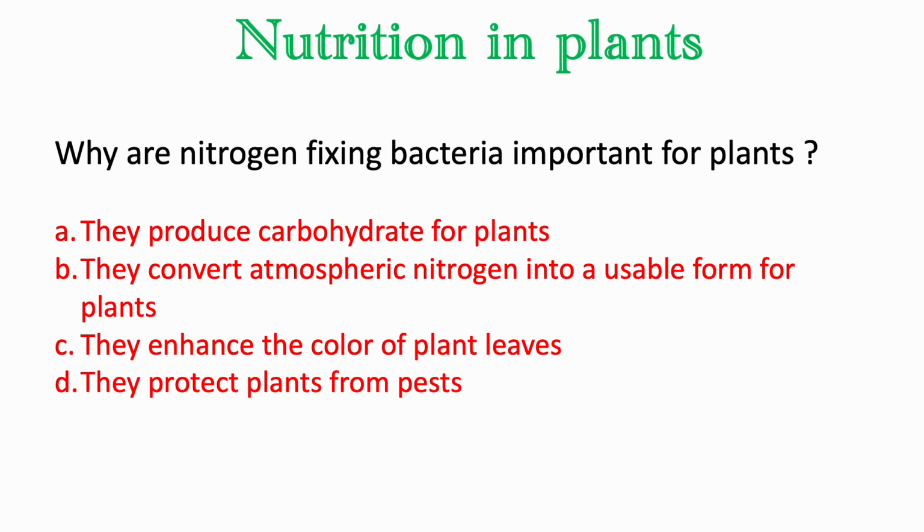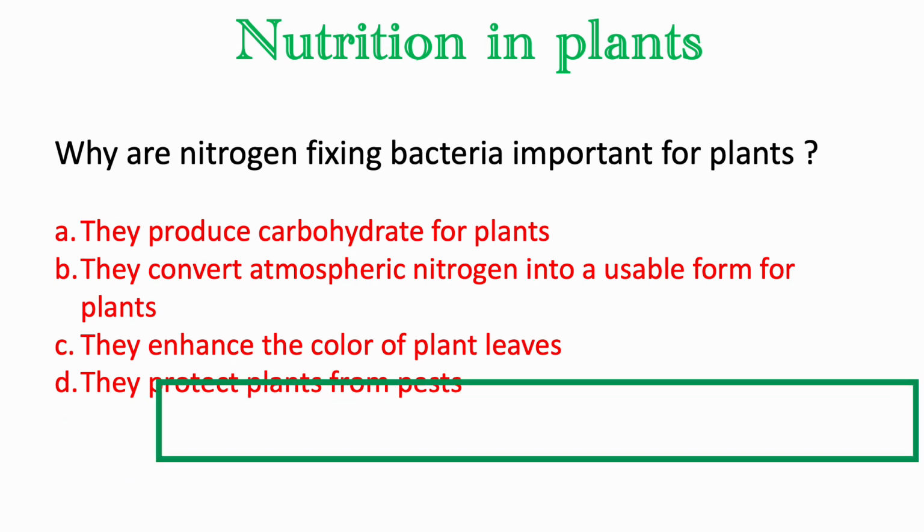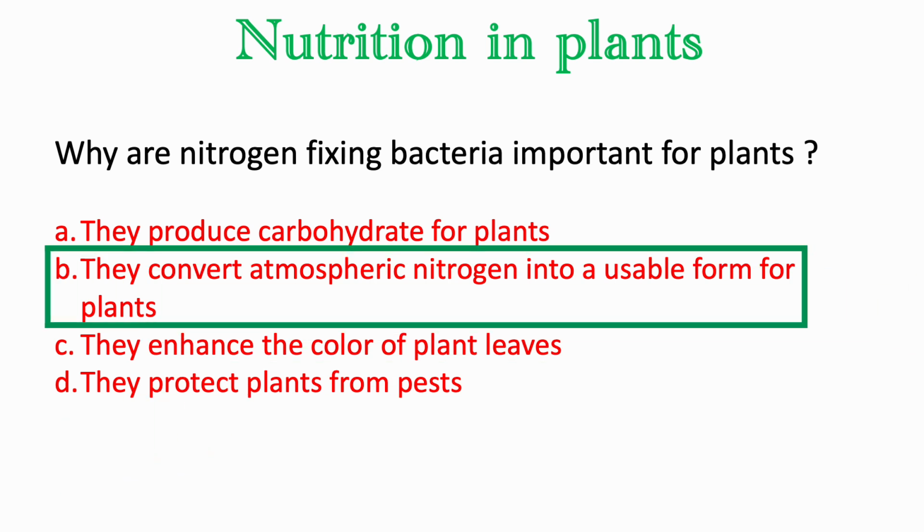Next, why are nitrogen fixing bacteria important for plants? Option: they produce carbohydrates for plants. They convert atmospheric nitrogen into a usable form for plants. They enhance the color of plant leaves. They protect plants from pests. Correct option is option B, they convert atmospheric nitrogen into a usable form for plants.